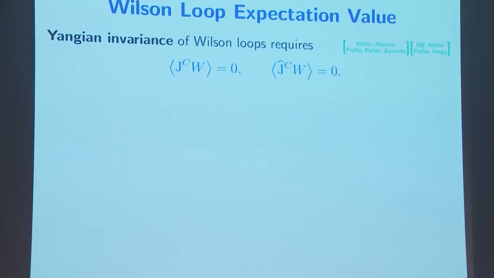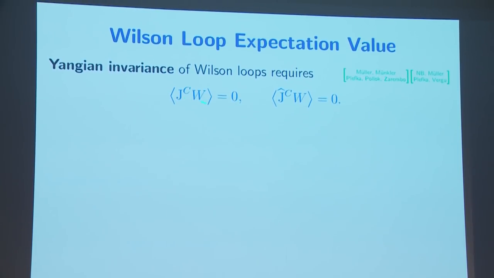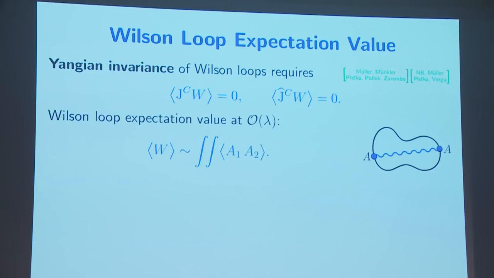As I said here, Yangian invariance of the Wilson loop then means that the expectation value of the conformal variation is zero, but also of these additional symmetries is zero. Now, if you expand Wilson loops at weak coupling, you do this by basically inserting propagators between two points on the Wilson loop. At first order, the first perturbative correction is you insert a propagator between two points and integrate over all pairs of points.